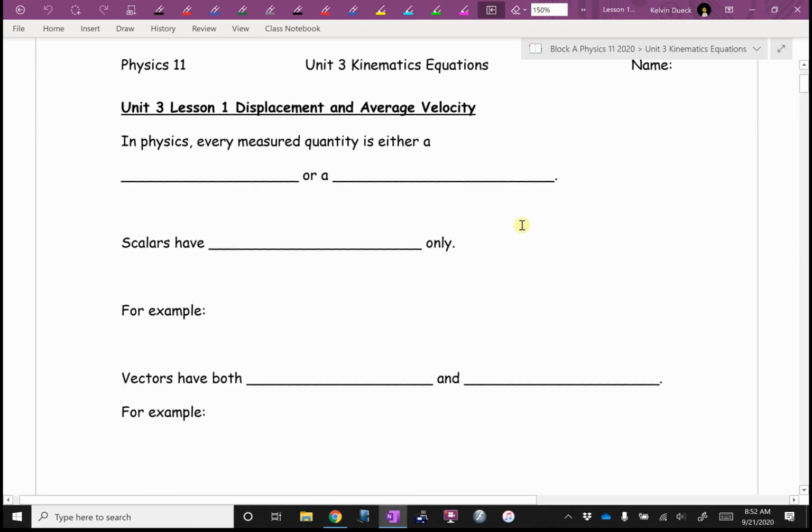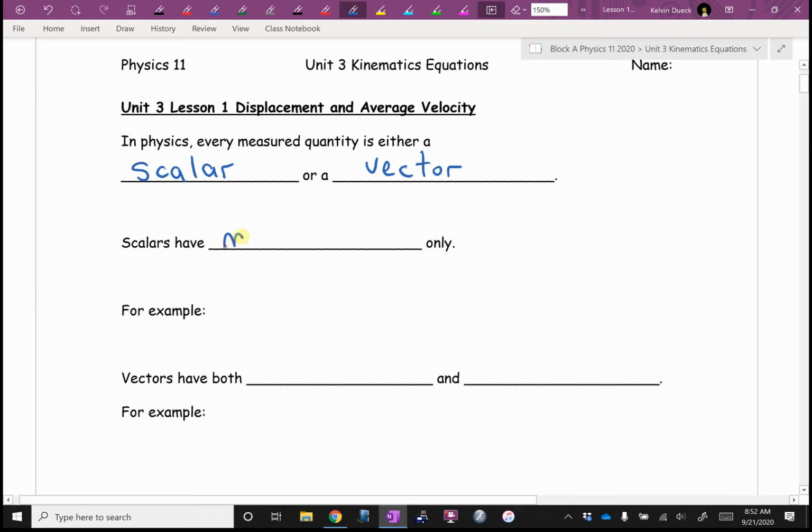First of all, in physics, everything that we measure is either a scalar or a vector. Anytime I teach you a new concept, probably the first thing I'll tell you is what symbol or letter we use to abbreviate it. The second thing I'll tell you is its units. And then the third thing I'll tell you is whether it's a scalar or a vector.